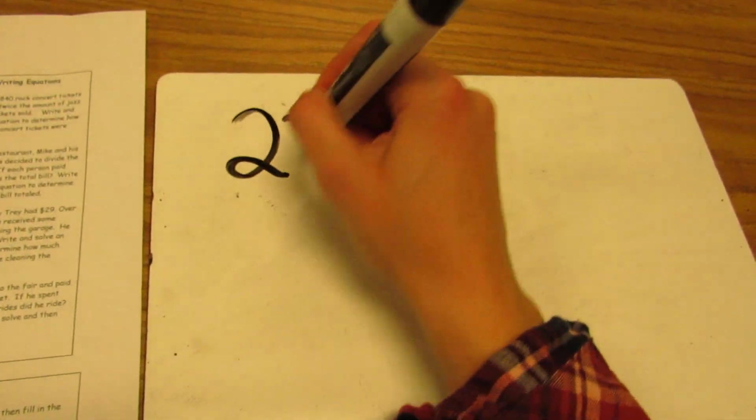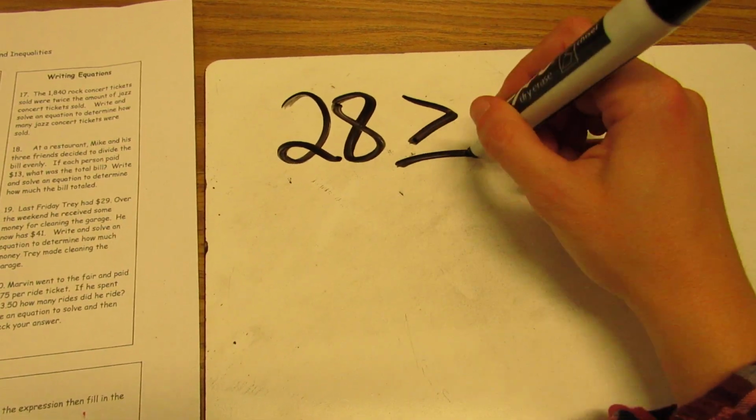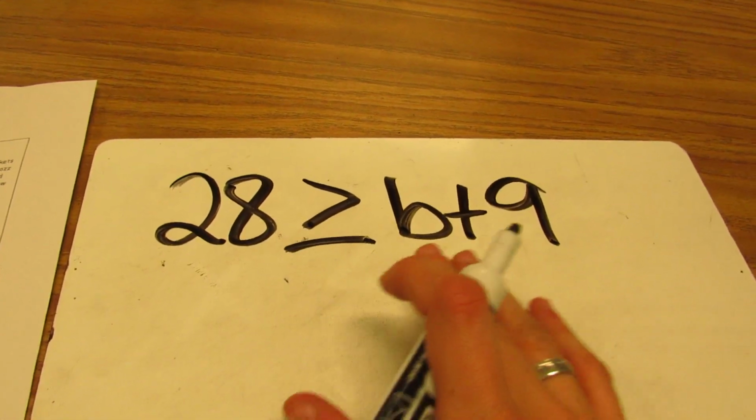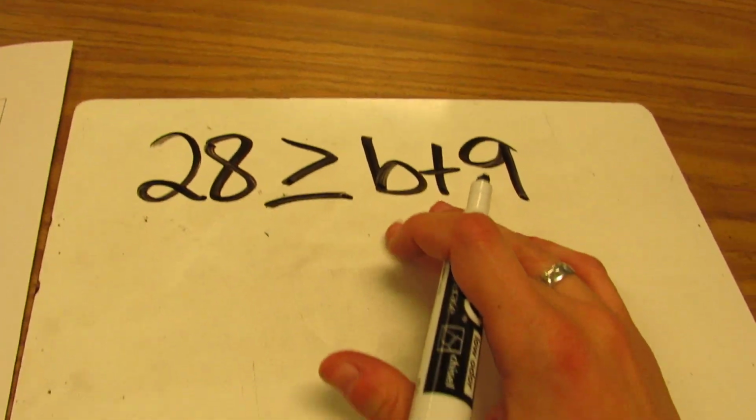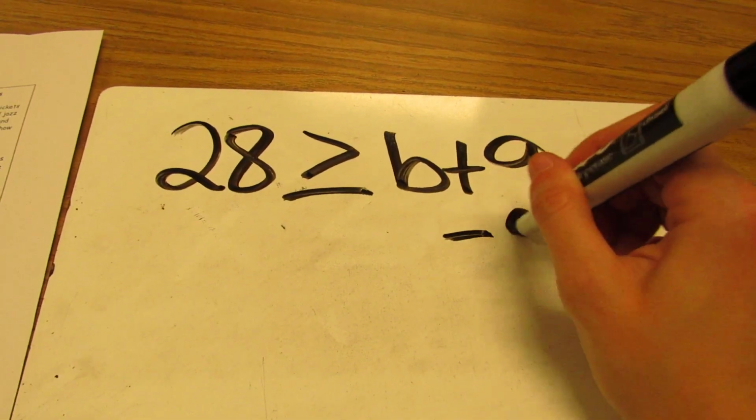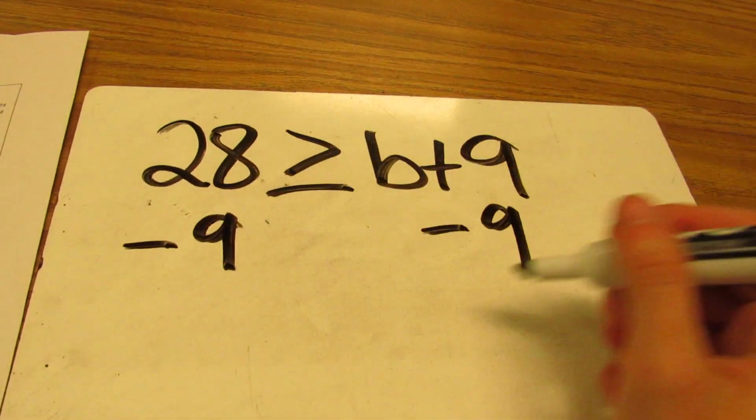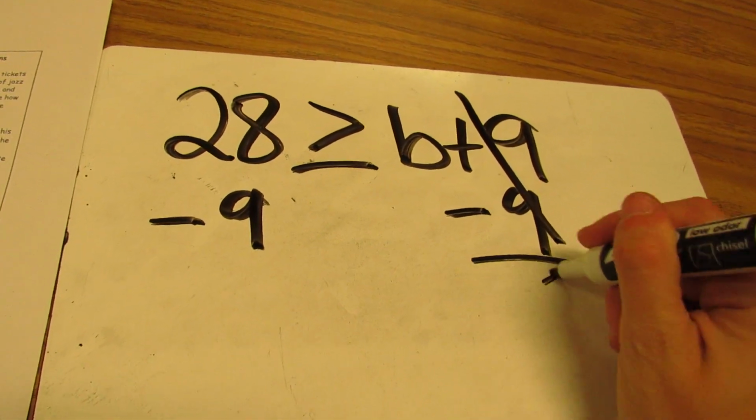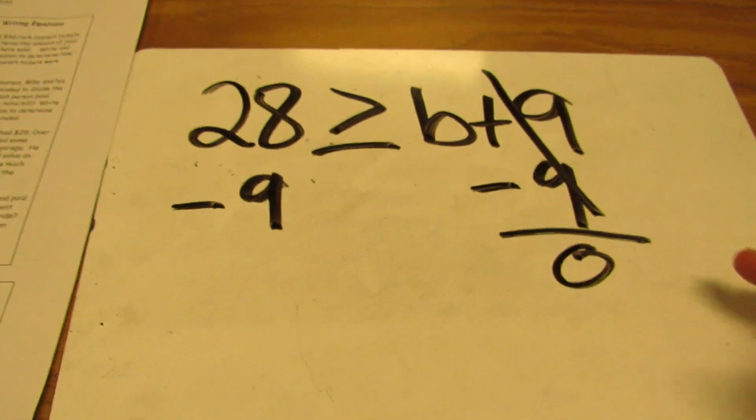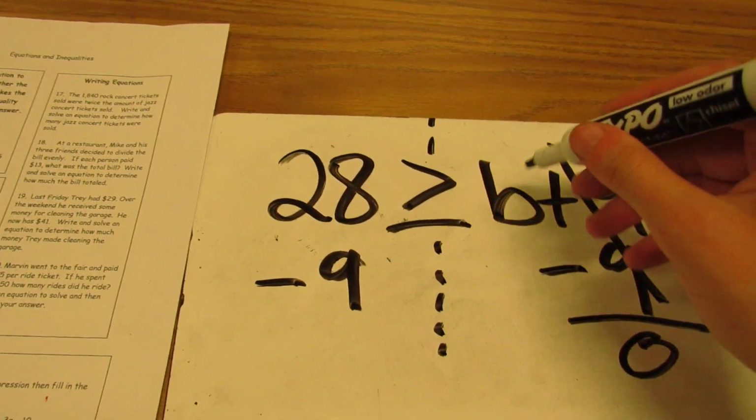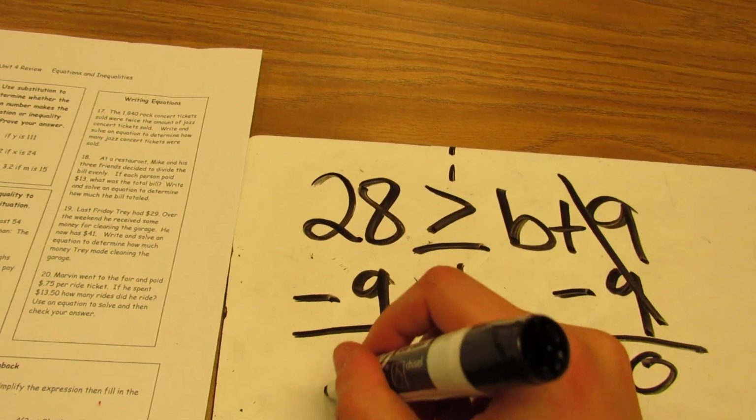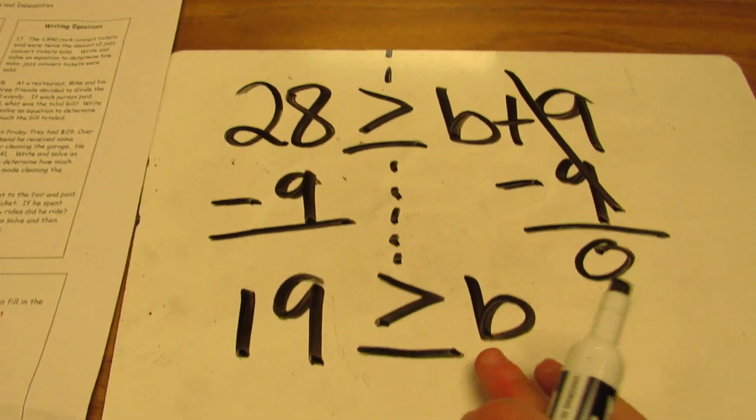So let's look at number 22. Number 22 reads 28 is greater than or equal to b plus 9. Now guys, this is very similar to an equation, meaning that I still need to get b by itself to understand what that means. So I'm going to isolate b by subtracting 9 on both sides of my inequality. I can isolate b because 9 minus 9 is 0. Sorry guys, my brain is fried. Okay, so after I do that, I'm left with b is less than or equal to 28 minus 9, which is 19. Okay, now I want you guys to read this.